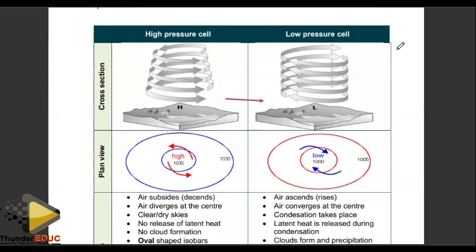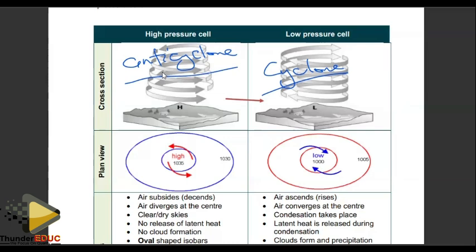Right. We're looking at the first part here, our high pressure cell. Our high pressure cell is actually what we call the anticyclone. So it's basically an anticyclone, the high pressure cell. And a low pressure cell, we are basically referring to it as a cyclonic cell. So when we're talking of cyclones, we're talking of low pressure cells. When we're talking of anticyclones, we're talking of high pressure cells.